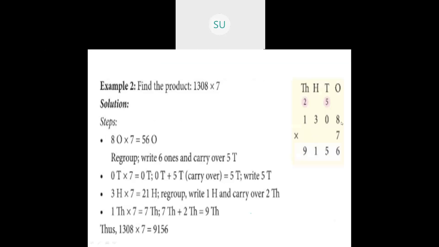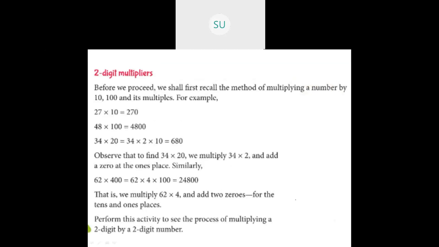When you multiply 8 ones into 7, you get 56 ones. So we regroup. We write 6 ones and carry over the 5 tens. Then 7 zeros are. Whenever you multiply any number with 0, you get 0 only. So 7 into 0 is 0, plus the 5 that we carried over is 5. Then 7 threes are 21, so we write 1 and carry over 2. Then 7 ones are 7, plus that 2 is 9. So that is 9156.